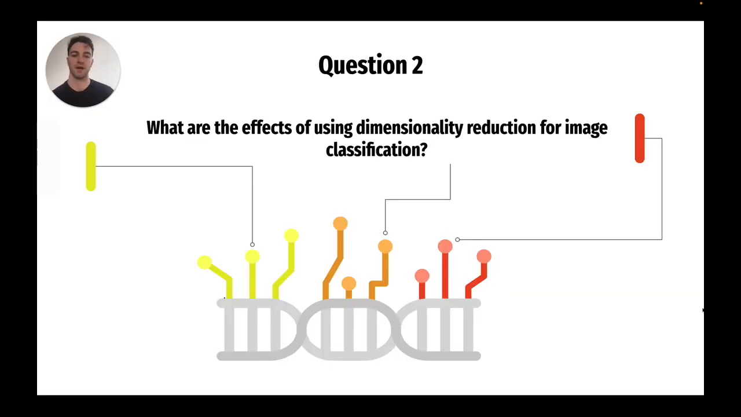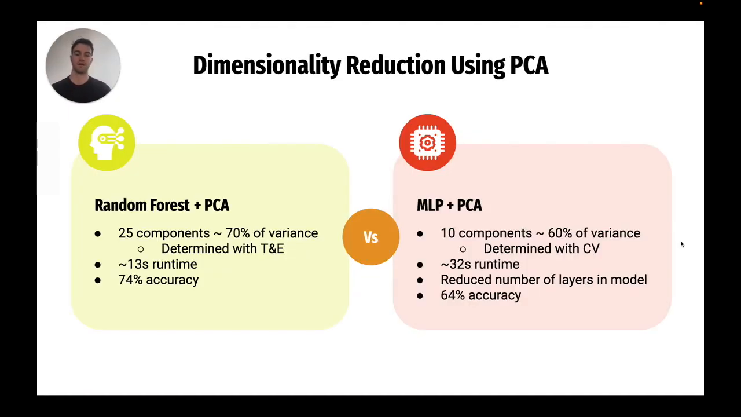The second question that we had looked at what the effects were of using dimensionality reduction techniques for image classification. So we applied dimensionality reduction using PCA, and I'll first talk about random forest with PCA. So when we applied PCA to our data, we ultimately retained around 25 components, which accounted for about 70% of the variance. And the way that we went about determining 25 was just through trial and error, reducing the number of components in the data while still retaining a high accuracy with the model.